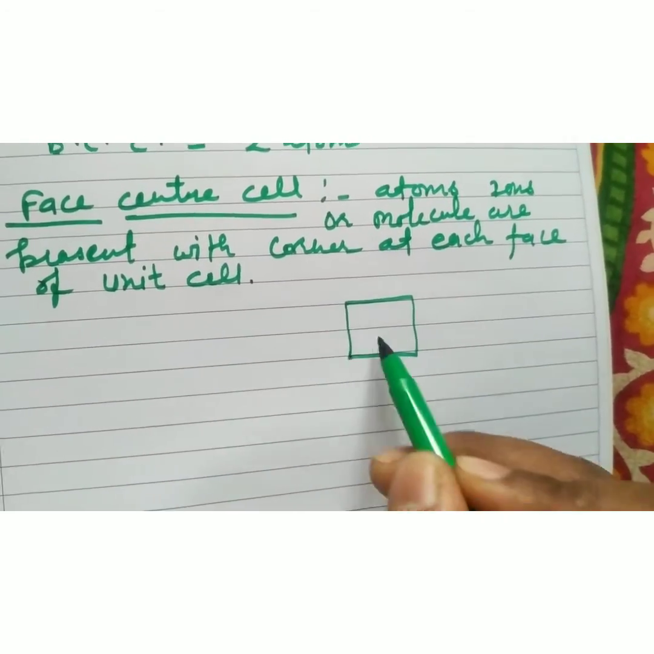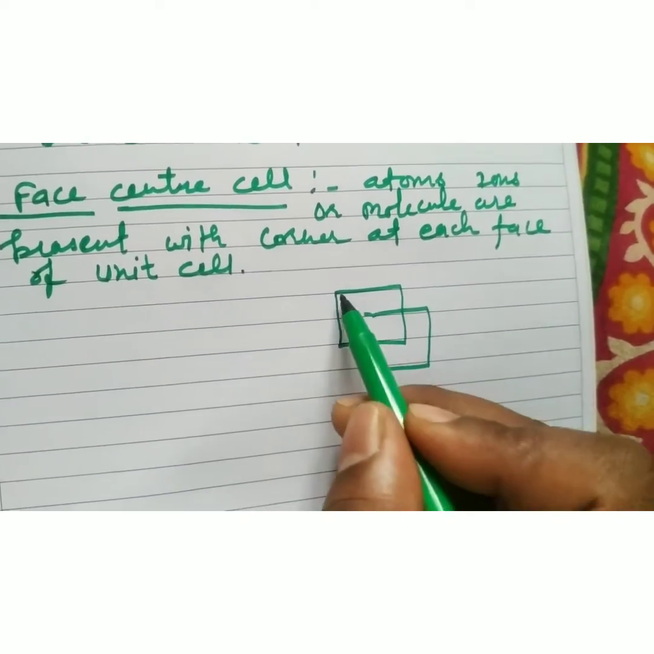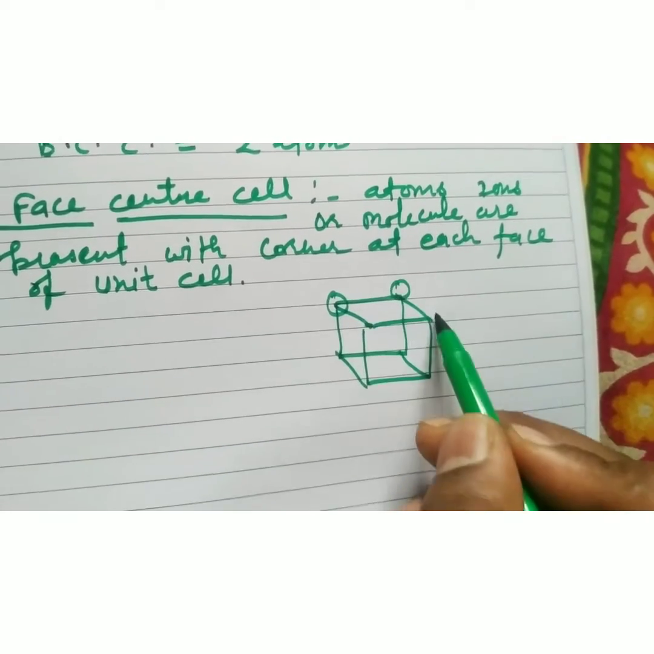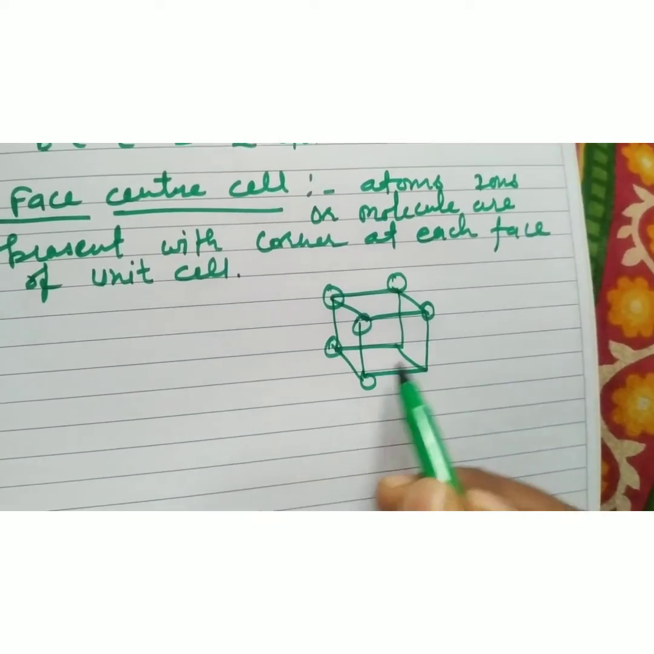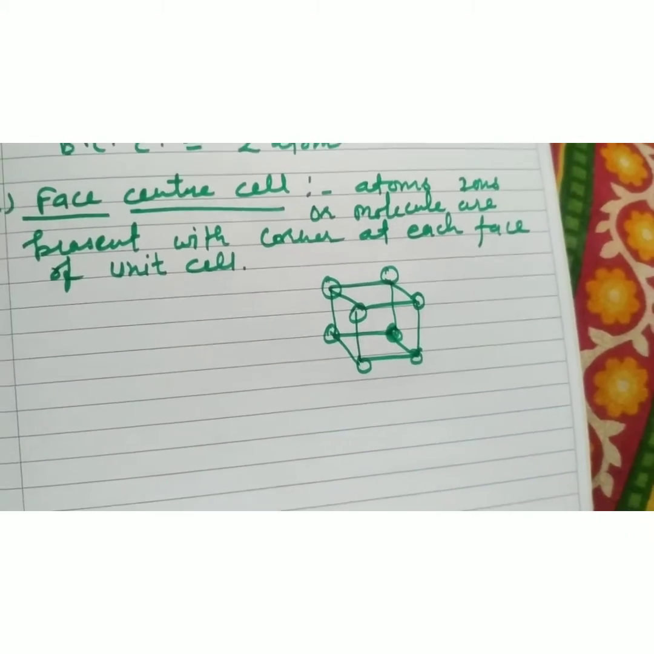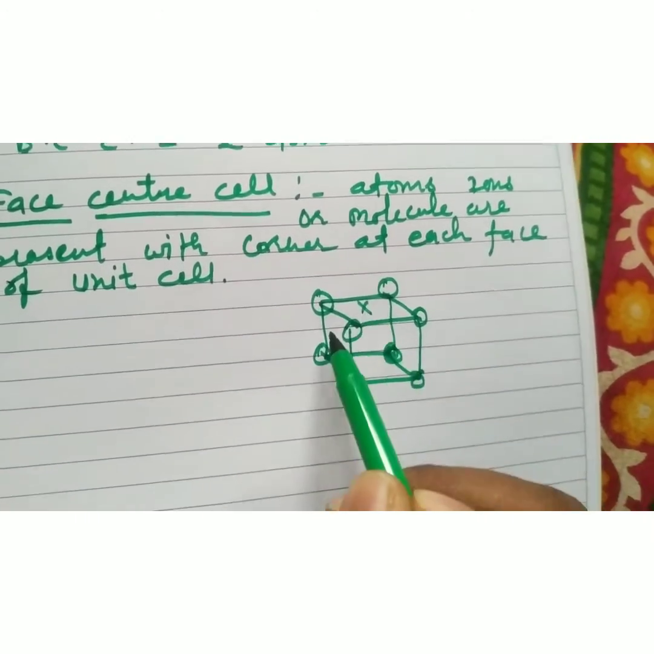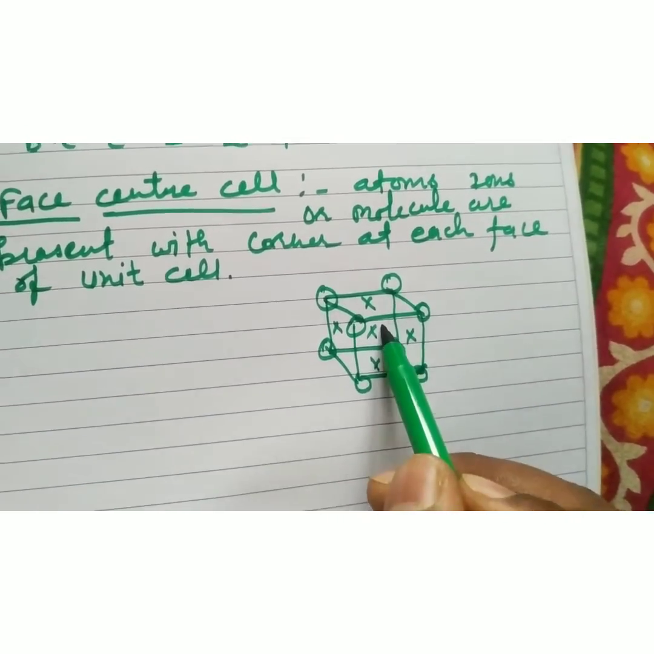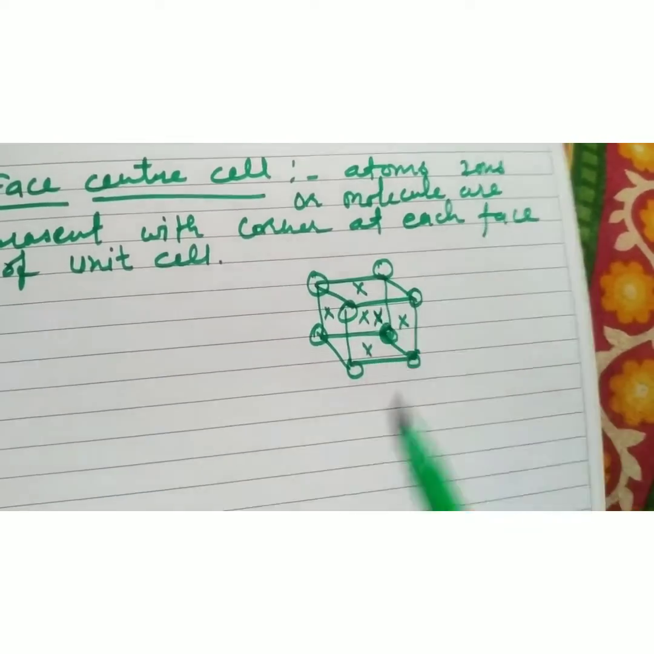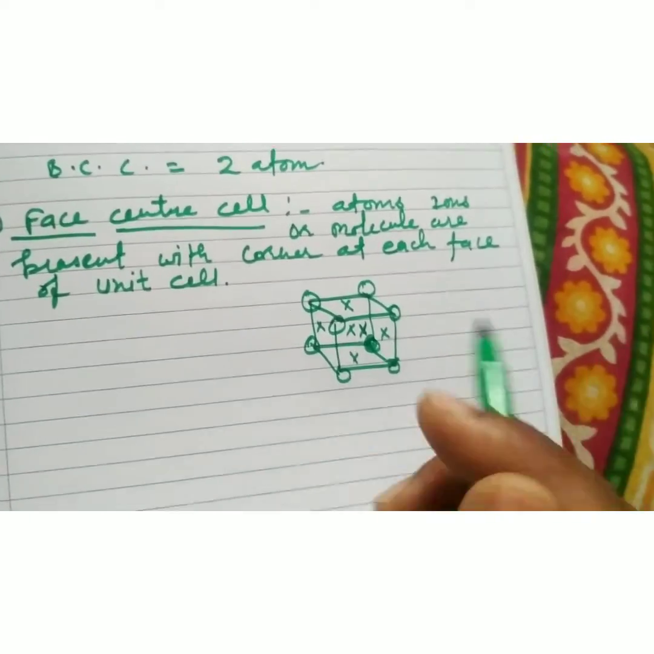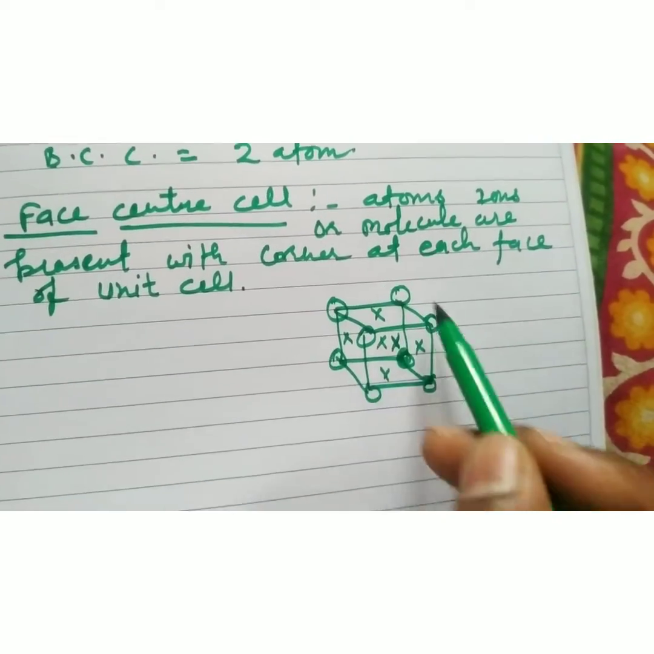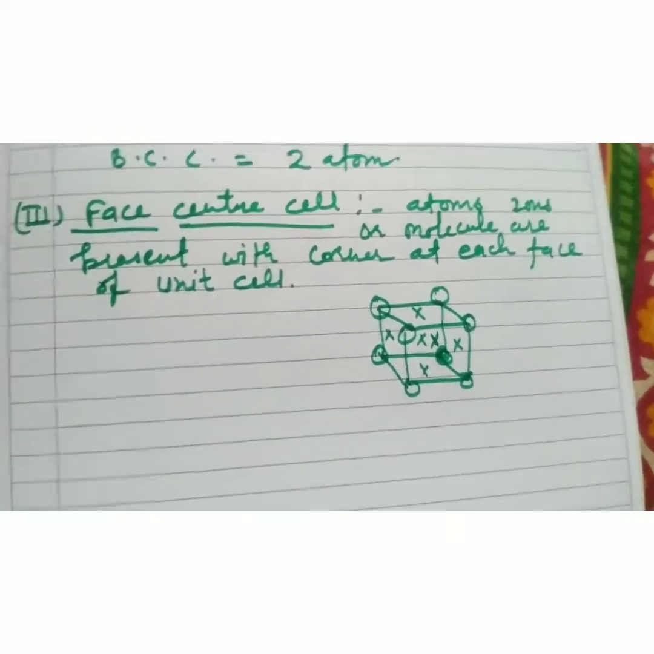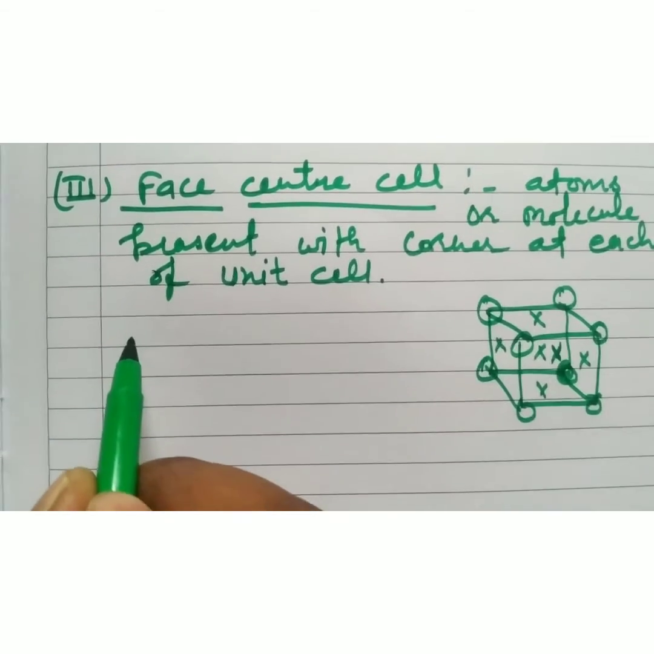Suppose this is the simple unit cell. Clear? Each corner will contain 1 atom. 8 corners will contain 8 atoms, but each face will also contain 1 atom. These are 4 faces, and these are the last 2 faces. Clear? So a simple cube has 6 faces and each face will contain 1 atom. Clear? So the number of atoms in FCC.